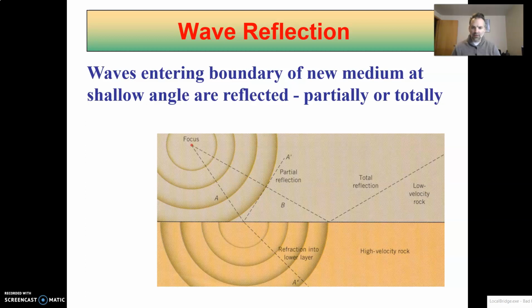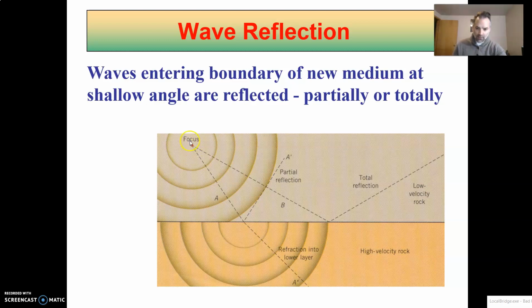We left off on this slide, where I was talking about wave reflection, and basically waves entering the boundaries of new media at a shallow angle are reflected, either partially or totally. This diagram in front of you shows the earthquake focus and the propagation of these waves.